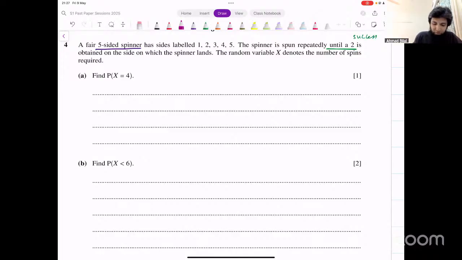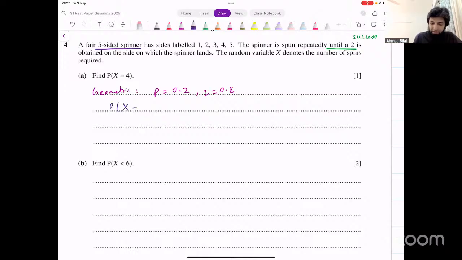So we say it's a geometric distribution, with probability of success equal to 1 over 5, or 0.2. Because it's a fair spinner, all 5 options have the same probability, that's 0.2. Probability of success is 0.2. Okay. Probability of failure, what would that be? That will be 0.8.